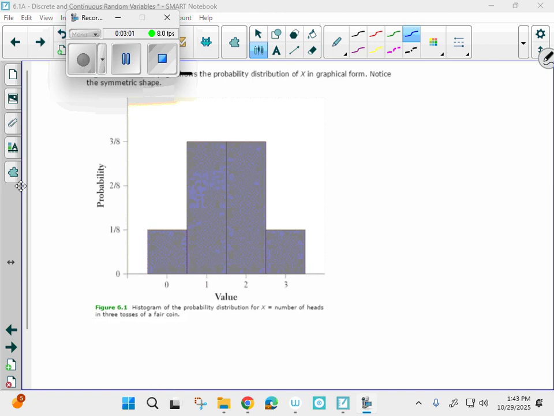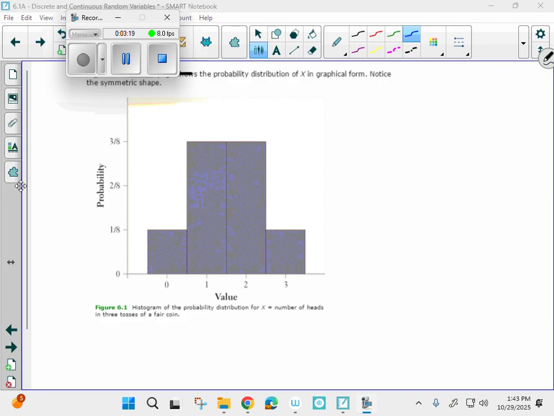Okay, and this is the graph of the probability distribution. So remember, you can get 0 heads, 1 heads, 2 heads, or 3 heads, and then it just goes up to their probabilities. Don't forget to label, and instead of putting value, put what this actually means, number of heads in 3 coin tosses, and probability.